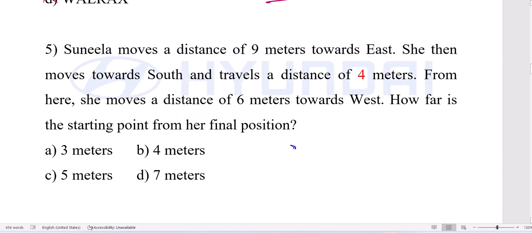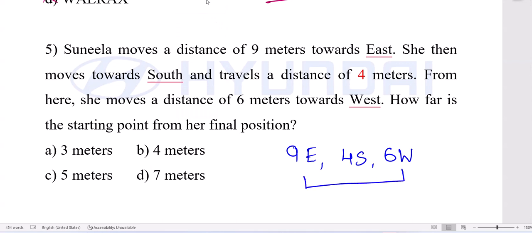9 meters east, then 4 meters south, 6 meters west. So east and west are opposite, so you can subtract here in this concept. 9 minus 6 is 3. So 3 east and 4 south. A lot of people will add 3 plus 4, 7. No, we always need the shortest distance. So it is actually 5 southeast.